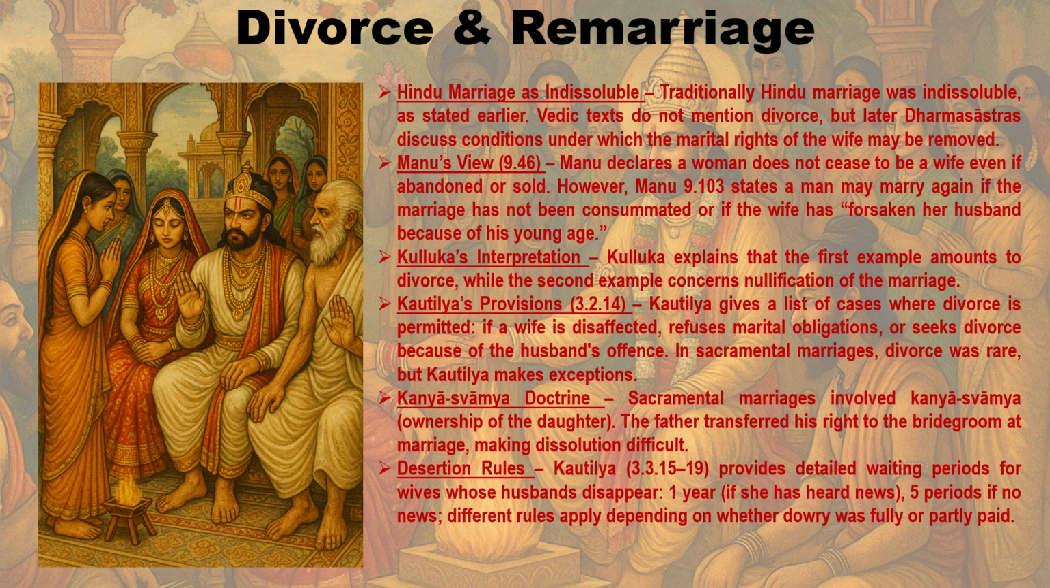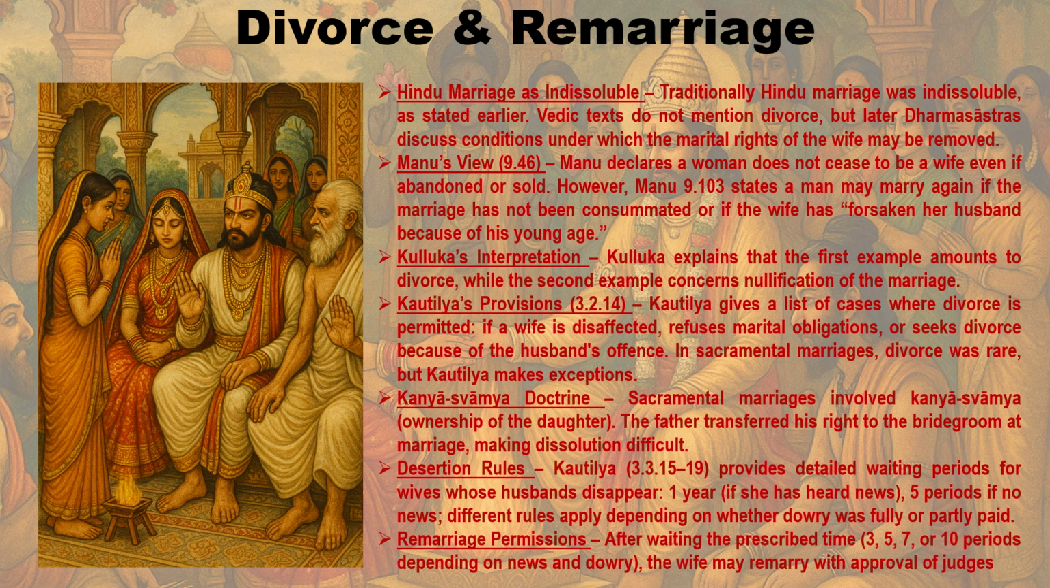Kautilya provides detailed waiting periods for wives whose husbands disappear: 1 year if she has heard news, 5 periods if no news. Different rules apply depending on whether the dowry was fully or partly paid. After waiting for the prescribed time, 3, 5, 7, or 10 periods, depending on news and dowry, the wife may remarry with approval of judges.